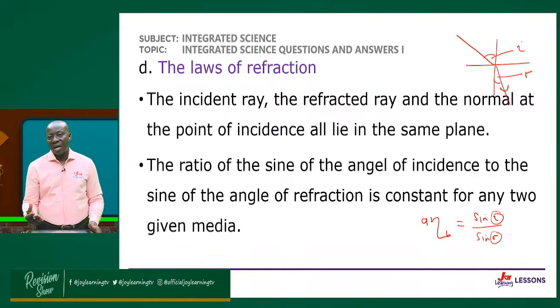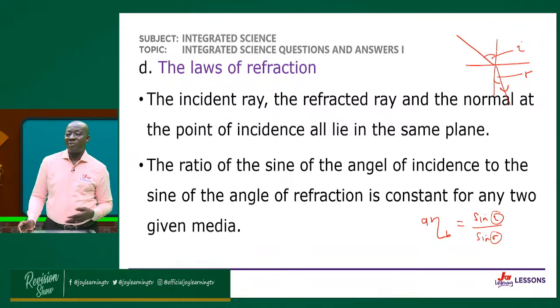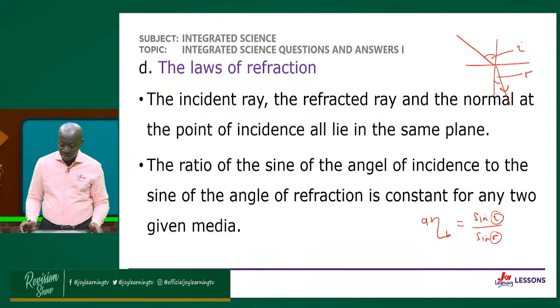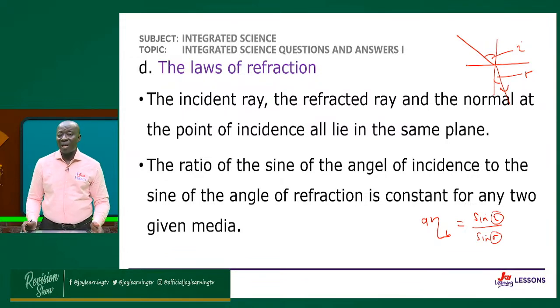So we have that of glass, we have that of water, we have that of oil. That is light traveling from air to water, light traveling from water to glass, or whichever direction you want to consider. But the media must be of different density. So the sine of the angle of incidence to the sine of the angle of refraction is always constant for any given pair of what? Media with different densities. And that is very, very useful when it comes to light and technology.